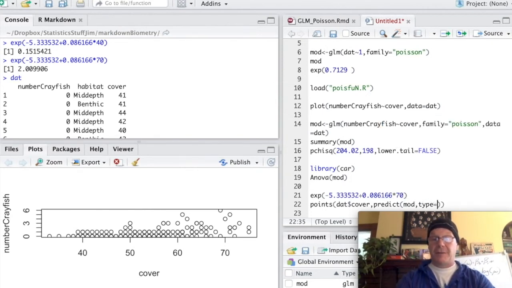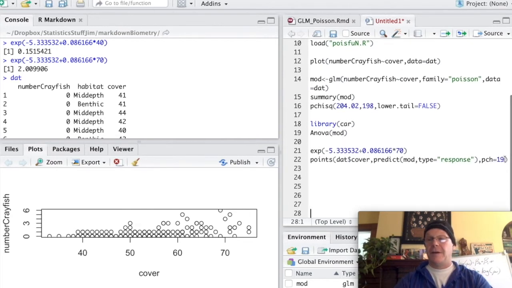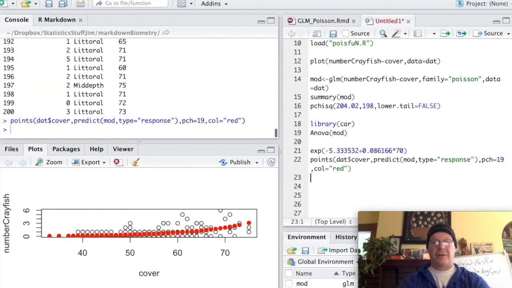And the type of prediction I want is the response. It's the expected value. And then to make it pop out a little bit, I'm going to say that the PCH is 19. PCH simply means the plotting character. And then on top of that, I'm going to tell it that I want it to be red. PCH of 19 is a solid circle is all. So I'll go ahead and do that.